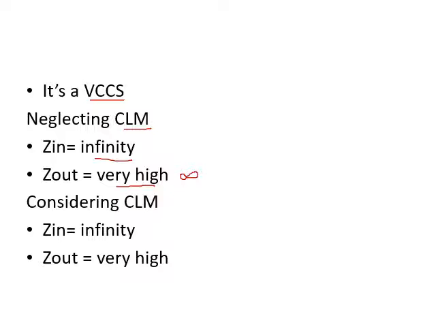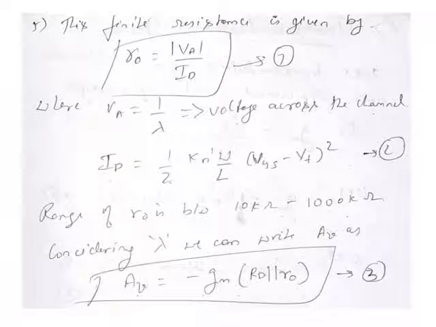Neglecting channel length modulation, correct? If I consider the channel length modulation, Zin is infinity and the output resistance I will consider to be very high. This value I represent as R0. So the finite output resistance is given by the modulus of VA by ID. What is VA? VA is nothing but 1 divided by lambda. What is lambda? Channel length modulation, correct?